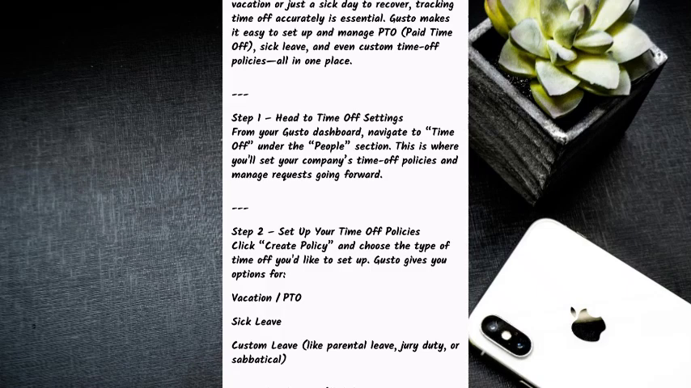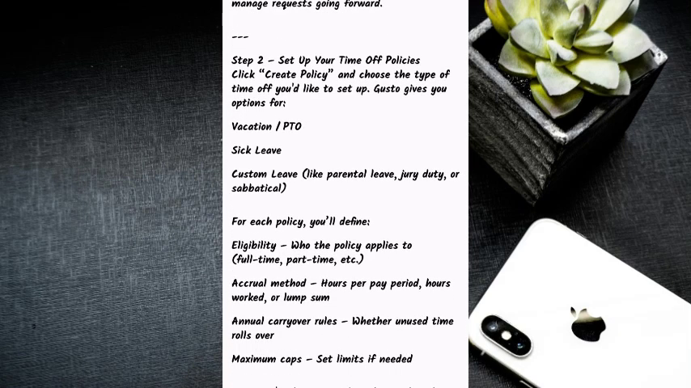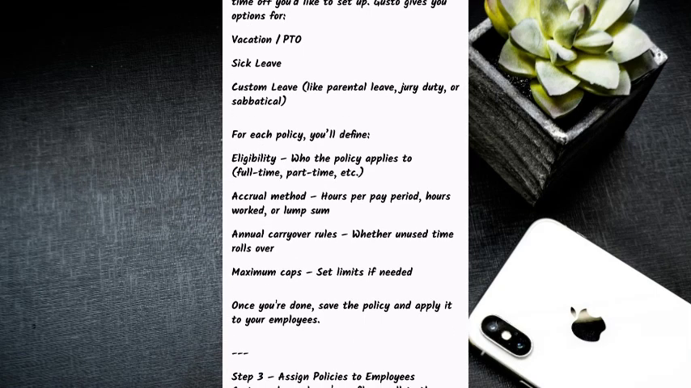Step 2 is going to be to set up your time off policies. Now click create policy and choose the type of time off that you would like to set up. Now Gusto gives you a couple of options for vacation, sick leave, and custom leave. For each policy, you will define eligibility, accrual method, annual carryover rules, as well as maximum caps. Now, once you're done, save the policy and apply it to your employees.